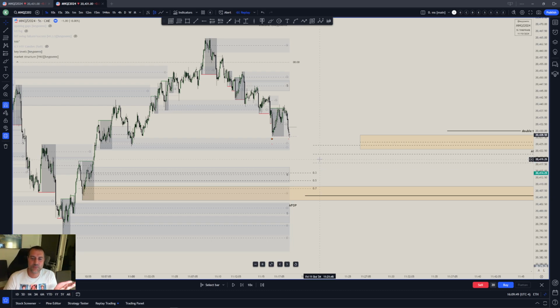Some people say time does not matter. Well, it does not matter if you're very good at reading market structure, price action, supply and demand zones, or however you want to call them, order blocks. But you will see that there's a sort of correlation with time. I'll point it out.